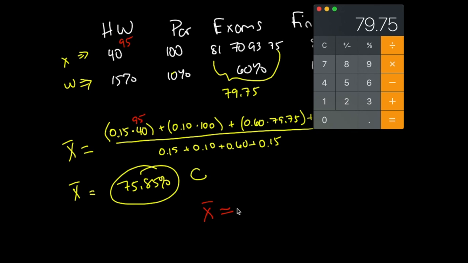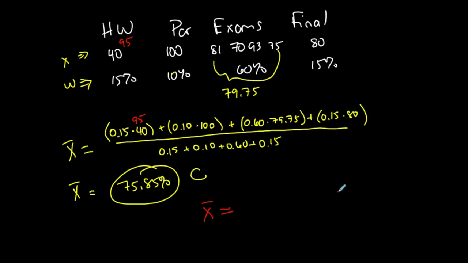Okay, let's do that. So I'm going to do 0.15 times 95 plus 0.1 times 100 plus 0.6 times 79.75 plus, what's the last one? 0.15 times 80. And let's see what this student has in this course now. I got, check me out, 84.1. So what does this student have in this course now? A B. So what does that mean? Homework, going from a 40% to a 95%, changed their whole grade from a C average to a B average.